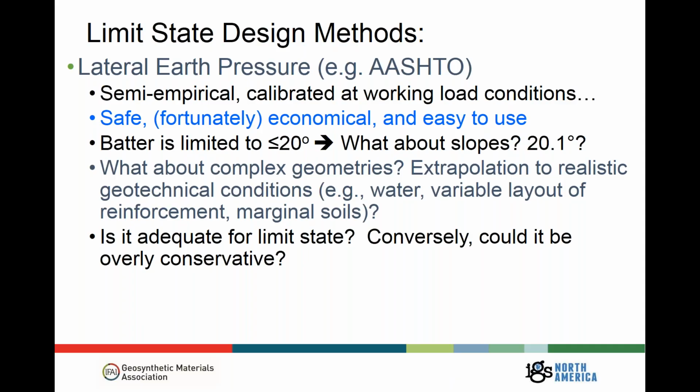But whenever anything's easy to use, there are constraints, there are boundaries on when it's applicable. One of the big ones, and one that I've heard many people complain about, is that for this type of approach, the batter is limited to 20 degrees. So if you have a slope greater than 70 degrees, it's a wall. If it's less than 70 degrees, it's a slope. And now, your engineering judgment, your intuition would tell you that physics probably doesn't change at this arbitrary threshold.